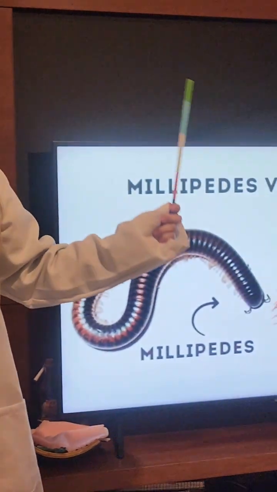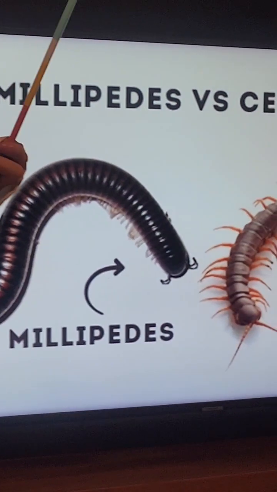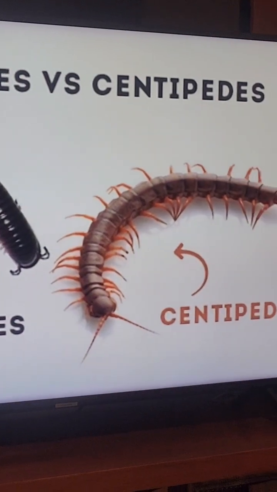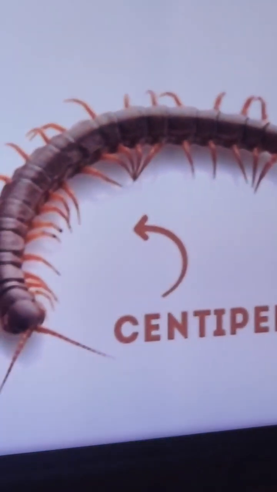Next one are chilopods and diplopods. What are they? They are millipedes and centipedes. So they are arthropods, both with jointed legs and a hard exoskeleton. They belong to a group called myriapods, which means many legs.